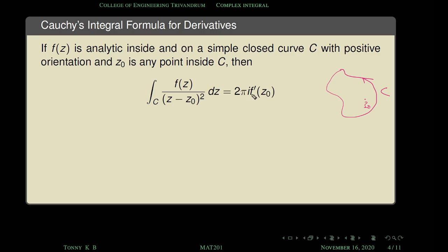Okay, this is equivalent to f dash of z naught equal to 1 by 2πi integral over C f of z by z minus z naught whole square dz. That means if f of z is analytic inside and on a simple closed curve, then we can evaluate the derivative. Already we know that the function is differentiable because analytic means it is differentiable. So then we can evaluate the derivative using integration.